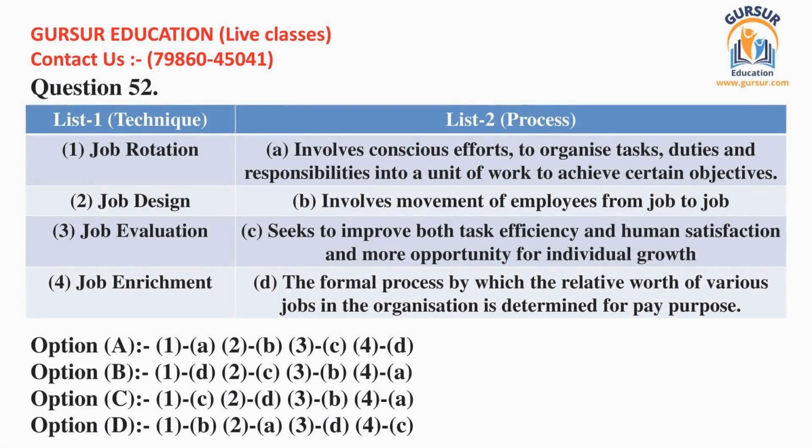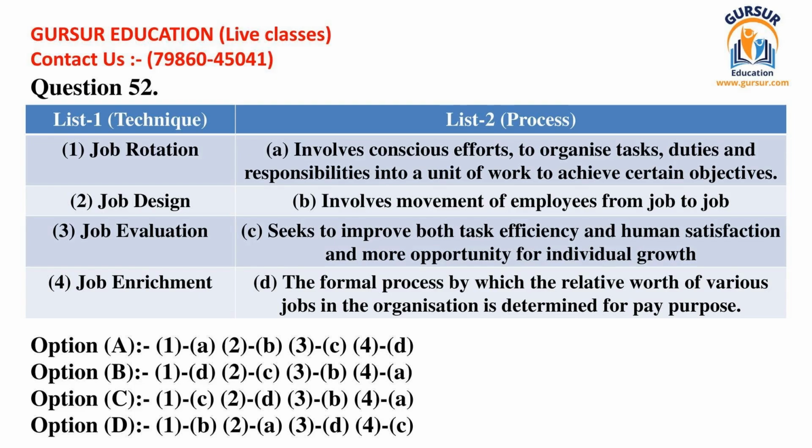Question number 52. Two lists are given in this question. You have to match correct items of list 1 with correct items of list 2. The list 1, Technique, contains the following items. 1. Job rotation. 2. Job design. 3. Job evaluation. 4. Job enrichment.